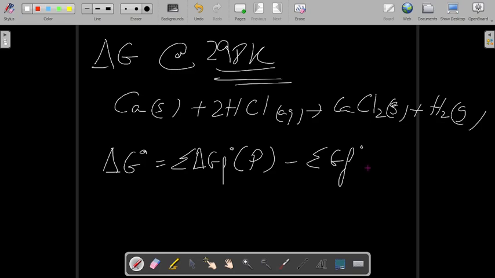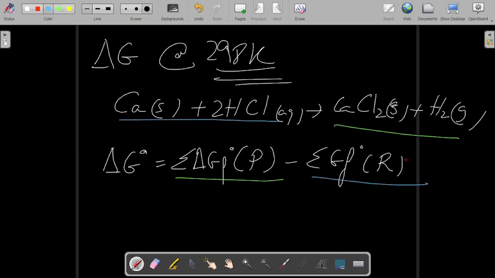Gives free energy of formation at standard conditions for the reactants. Great. So I'm going to put colors here. The products are these, and the reactants are here. We also know that anything that is an element by itself can be disregarded as 0. So this is an element, and here we have another element. So those two are going to be disregarded.